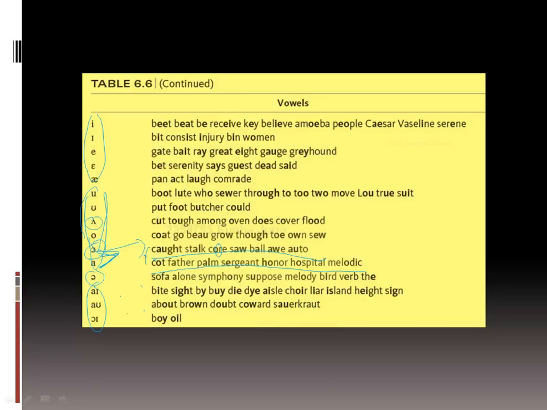So let's look at schwa, because schwa is a funny one. Remember? Okay, so the stress goes here, sofa. So this is reduced. Alone, the stress goes here. Notice? Okay. Symphony, so this is reduced. Suppose, stress goes here. Melody. Bird. Okay, verb, the. These are a little different. But if you look at these multi-syllabic words, the schwa is the sound that's not stressed. Not even secondary stress. Symphony has a secondary stress, but this has no stress.